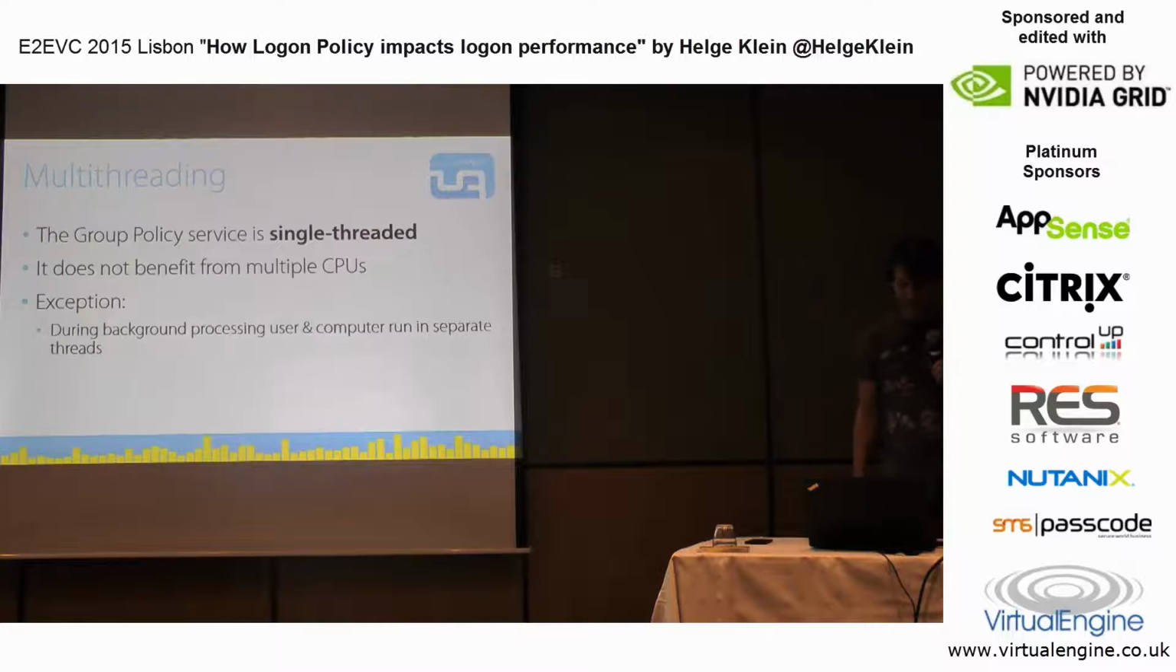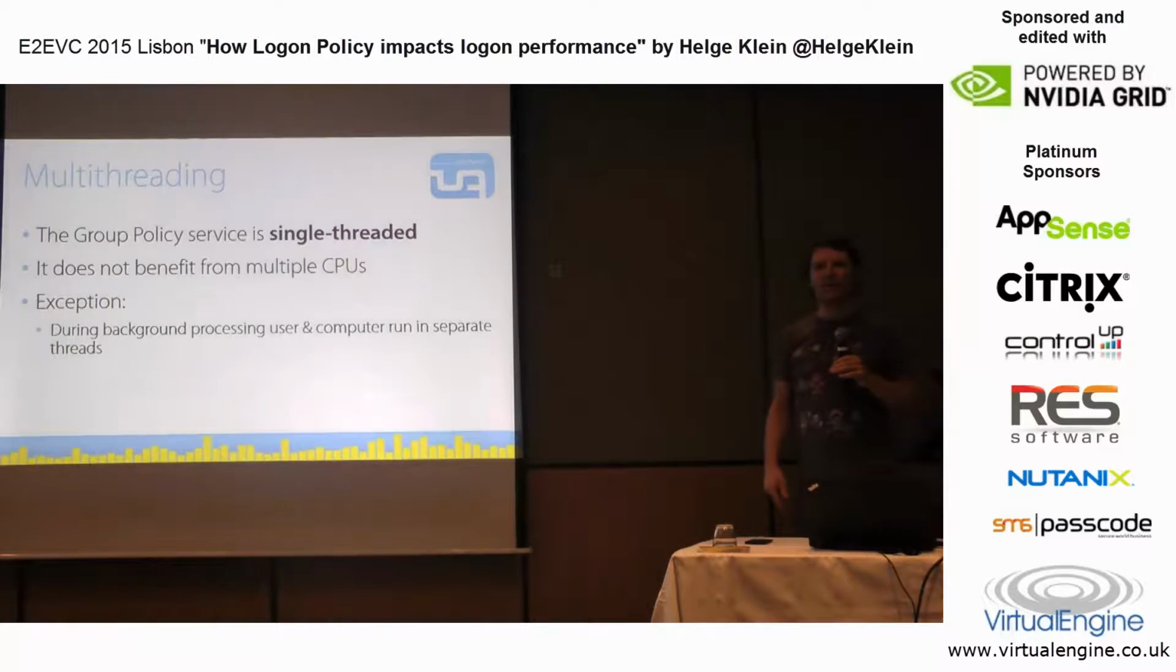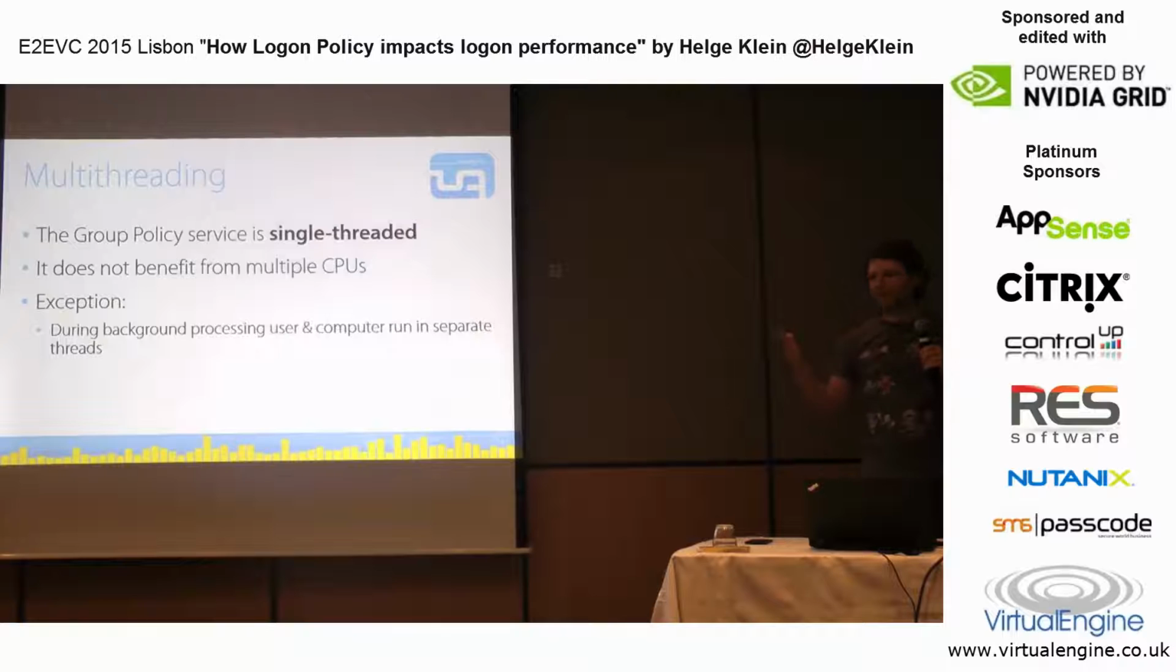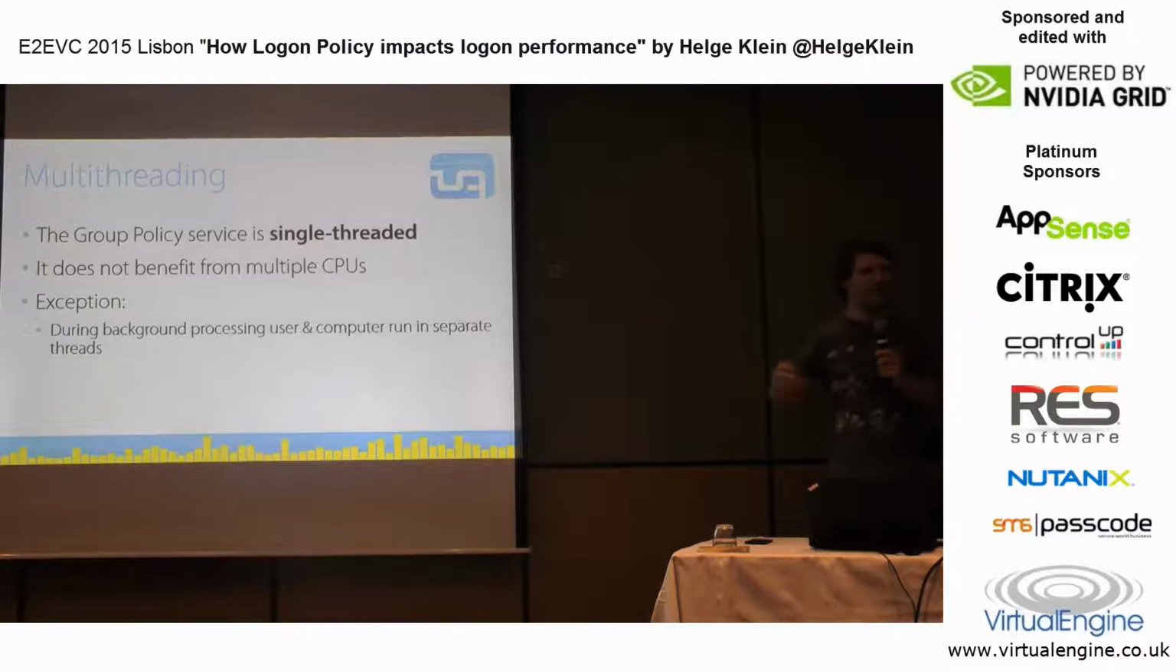Now, another not well-known fact is that group policy is single-threaded. So if you have that beautiful new 98 core machine, group policy won't benefit from it. Logons, group policy processing will not be faster. Per individual user, there's just one thread that processes all the different clients and extensions one after another. There's nothing done in parallel, except in one specific scenario where you have background processing. In that case, user and computer settings are processed in parallel, in other words, independently.